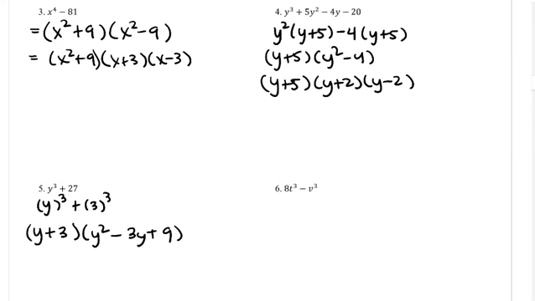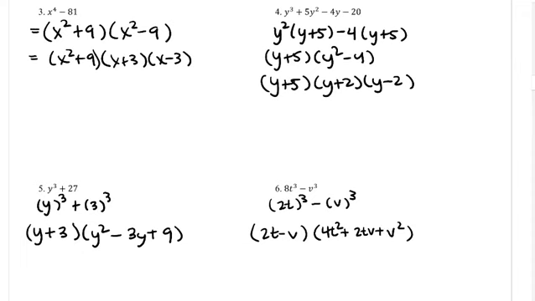Okay, over here, this is a difference of 2 cubes. This is 2t to the third power minus v to the third power. So it's going to be 2t and v. 2t squared is 4t squared. V squared is just v squared. If we multiply 2t and v, we'll get 2tv. Same, opposite, always positive.